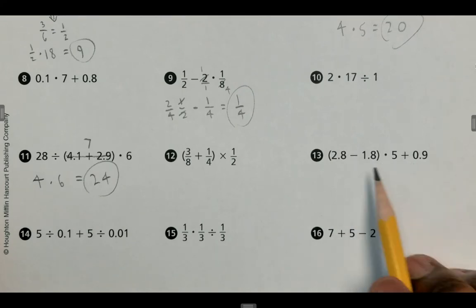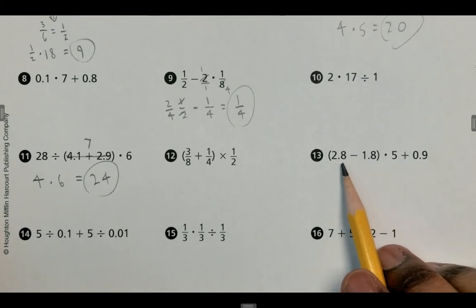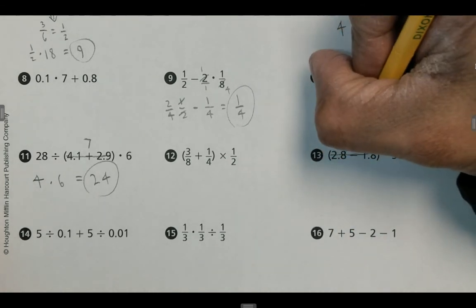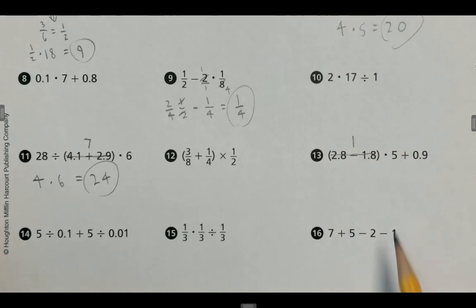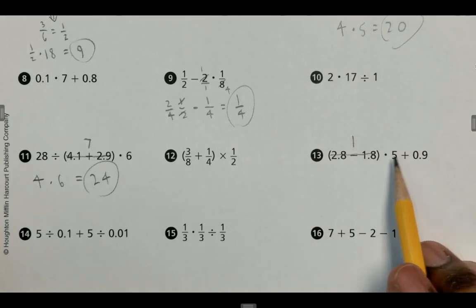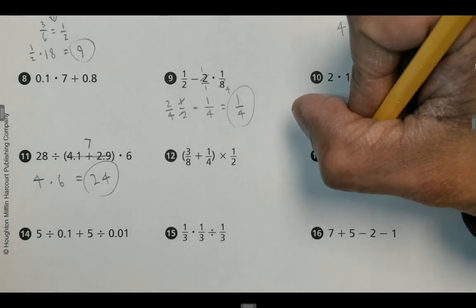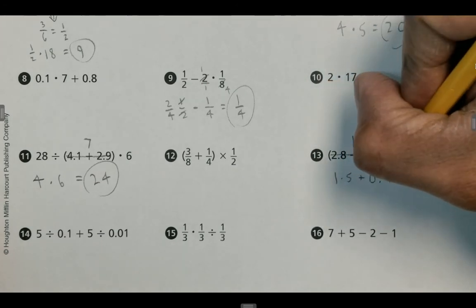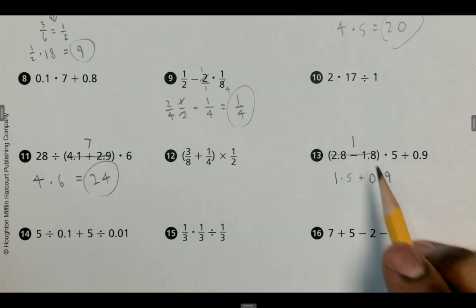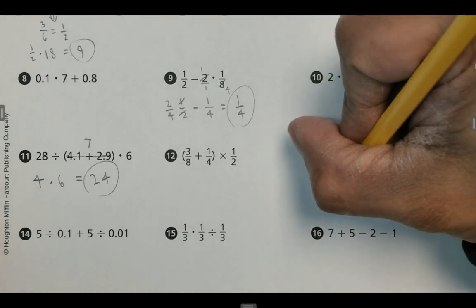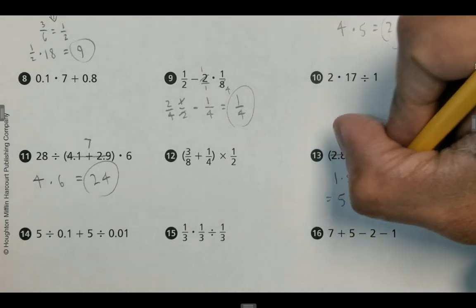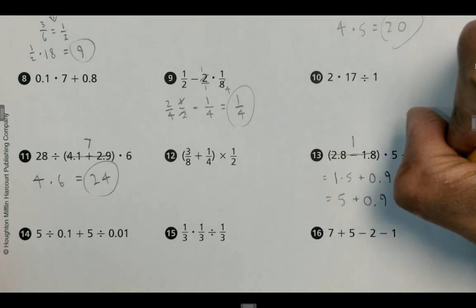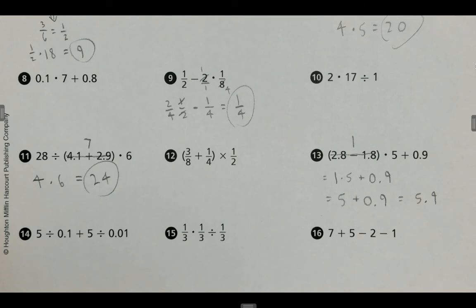3 operations, parentheses step first, 2 8/10 minus 1 8/10 gets us plain old 1. Multiplication and addition, we'll do multiplying first. So 1 times 5 is 5, plus 9/10 equals 5 9/10.